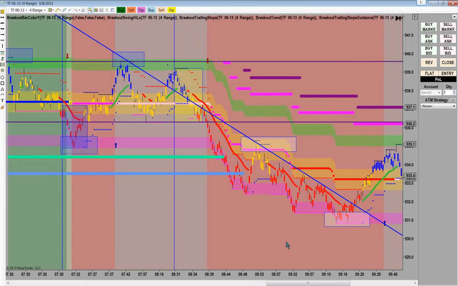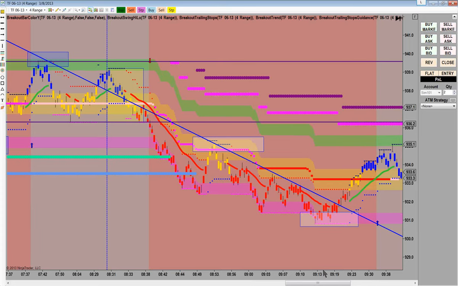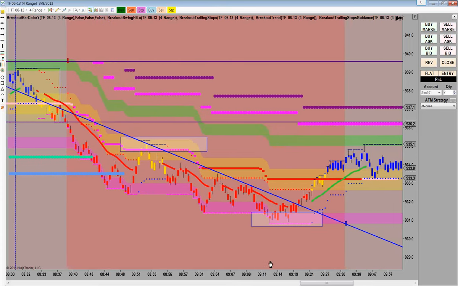See how it pulls back? Always wait for a pullback, because what did it do? It broke that swing, and what's it doing? It's coming back to kiss it. See it? Because that was resistance, and now it's support. Bet you it bounced right there, didn't it? See?